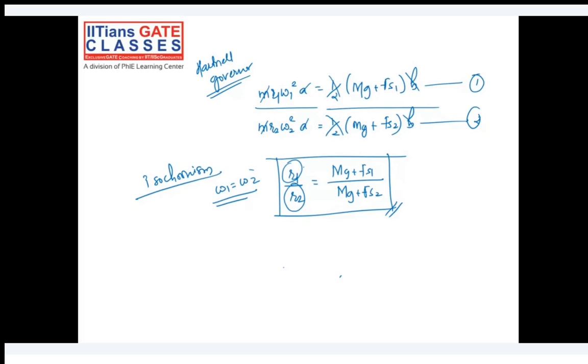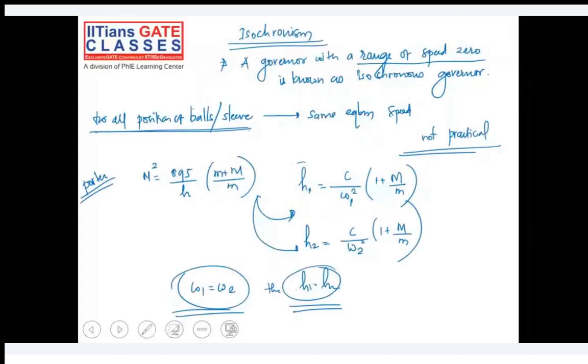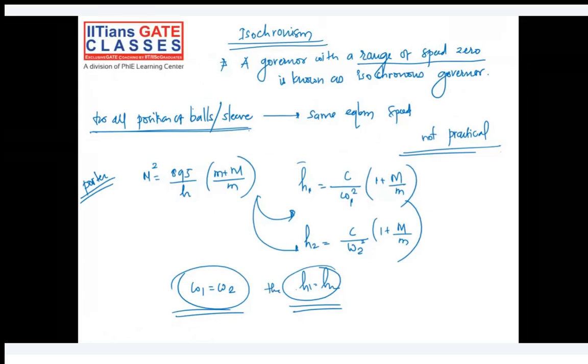Okay, why? Because this is not the straightforward way. Here we are not just using the centrifugal force, but we are also introducing the spring force. So isochronism can be possible in the Hartnell governor, where we have different values of R and we will get the same omega. But in Porter governor, it's not practical. As I said, basically it's a limiting case, meaning for the same value of omega, your H has to be the same. So it means we are talking about the same position. Is it clear now?